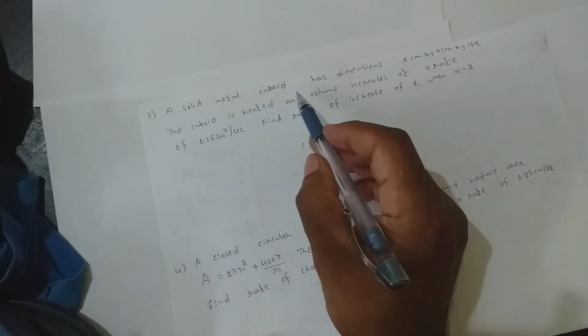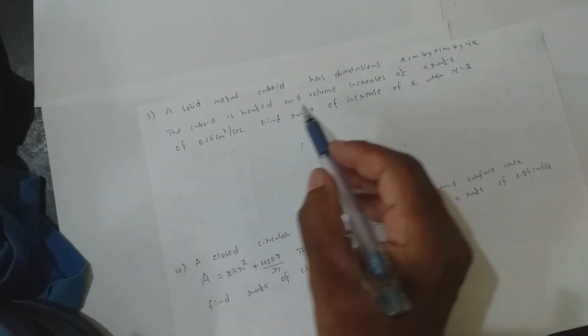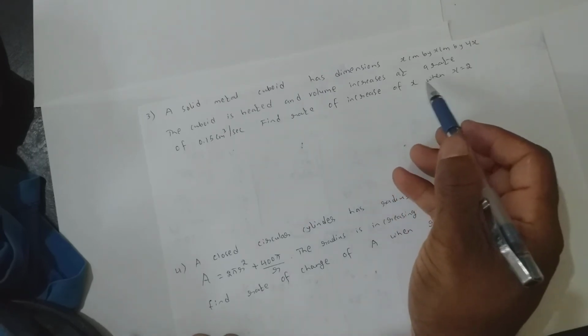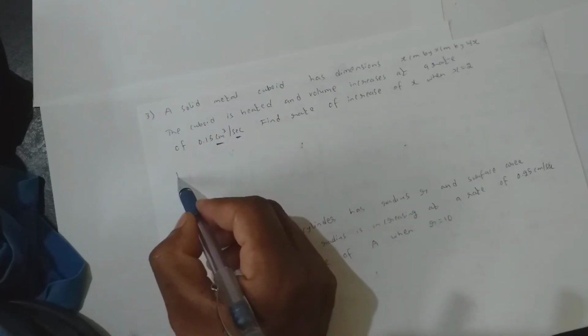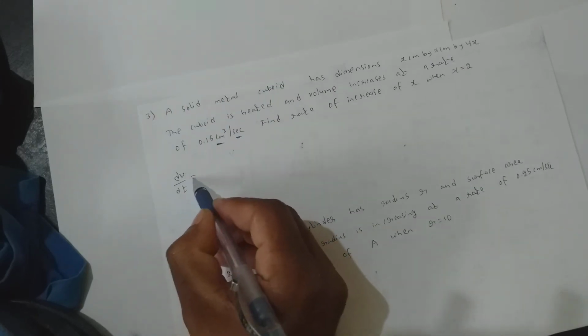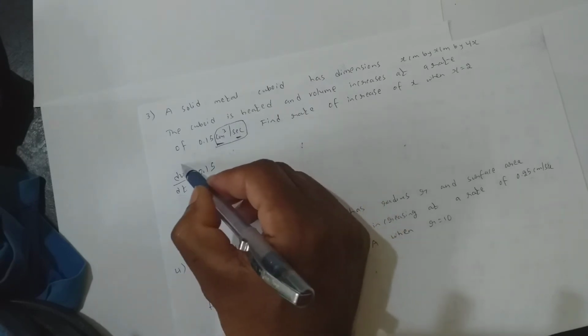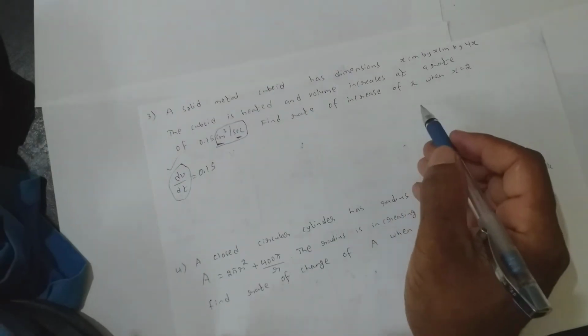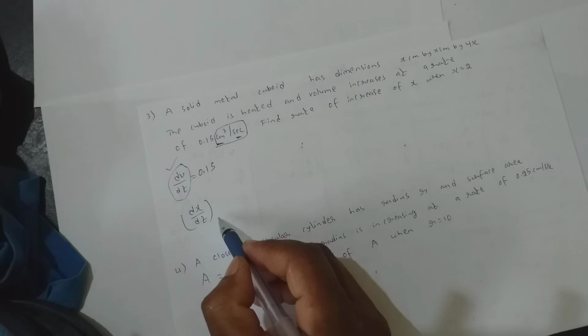Look at one more sum now. A solid metal cuboid has dimensions x, x and 4x. The cuboid is heated and volume is increasing at a rate of 0.05 centimeter cube per second. So what is it? dV by dt equal to 0.15. Looking at the units also you can write this particular stuff. Find the rate of increase of x. So they are asking at what rate is x increasing when the x value is 2.